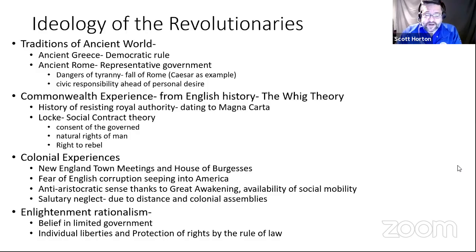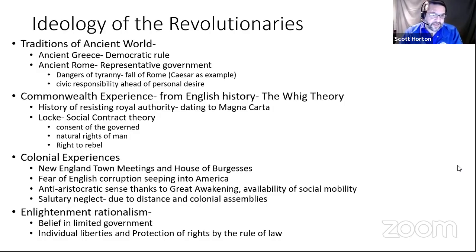The Commonwealth experience from English history. If you remember your English history from world history or global studies, wherever you've studied this before, the English have always had the sensitivity to protecting their rights against the king, especially dating all the way back to the Magna Carta in 1215. And the colonists were part of that tradition. They believed that government should be limited and that democracy and representative democracy was important.